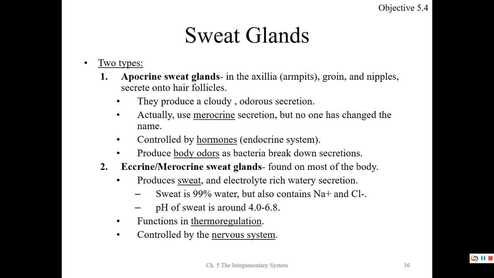There's eccrine or merocrine sweat glands. They are found on most of the body. They produce sweat, a very electrolyte-rich, watery secretion. Sweat is mostly sodium and chloride. It's 99% water, but also contains sodium and chloride as its main electrolytes. Its pH is around 4.0 to 6.8, depending upon the secretions. It functions for thermoregulation and is controlled by your nervous system.